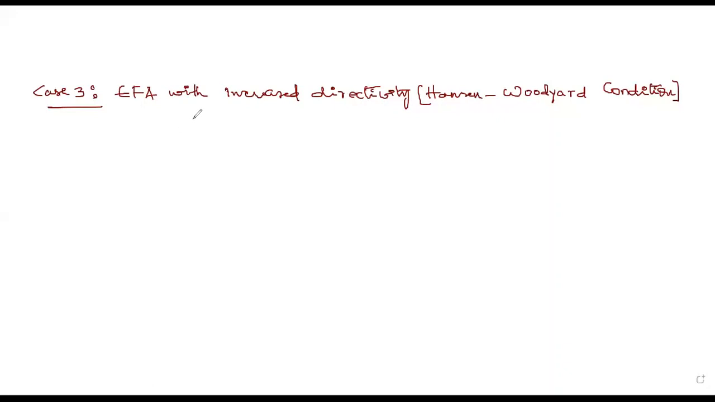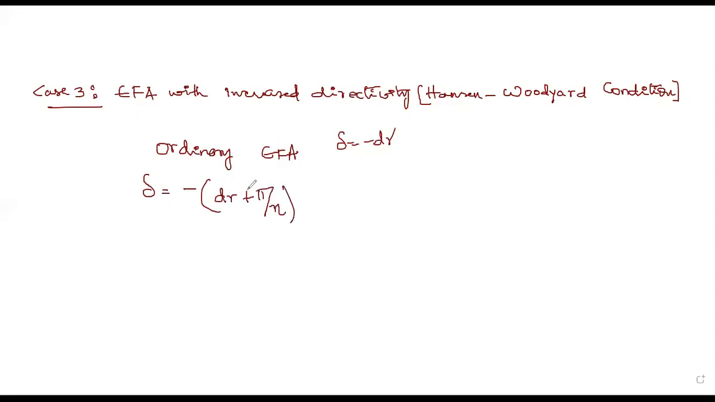Now, in the mathematical expression, if we consider the ordinary end fire array, that is the second case, you had an equation for delta as plus or minus kd, or if I write it in terms of dr, delta is equal to minus dr. Whereas in the case of the end fire array with maximum directivity, the delta value is minus of dr plus pi by n. Now this equation is mainly used for increased directivity.